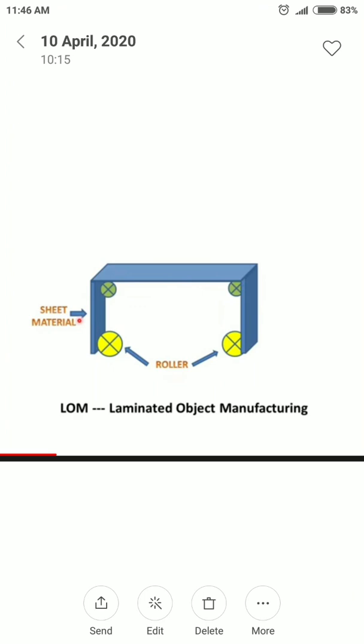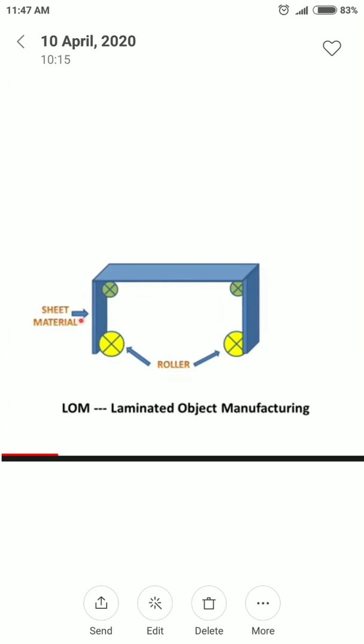I am not labeling the supportive roller in the diagram, but just see here, the green color at the top, below the sheet metal. That roller we call the supportive roller, and the yellow-colored big rollers we call the main rollers, and this is the sheet material we are going to deposit.